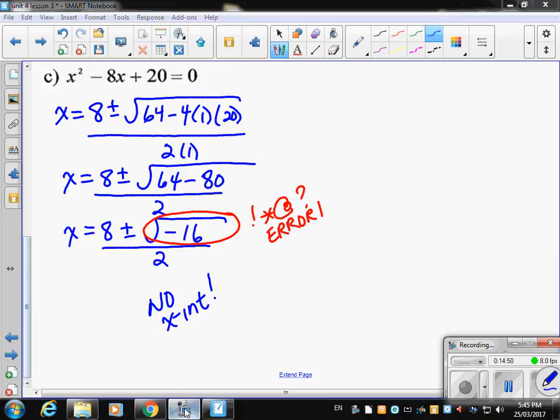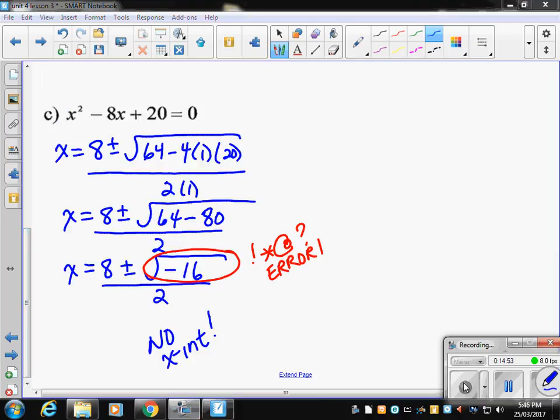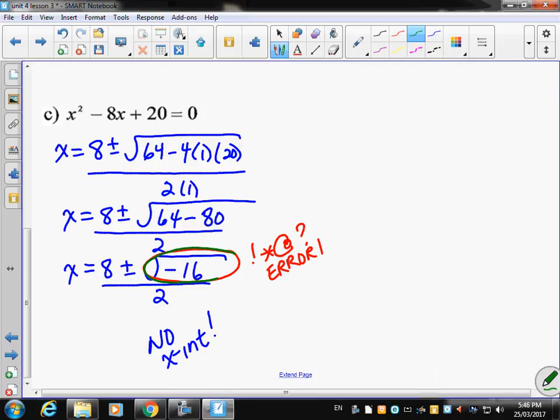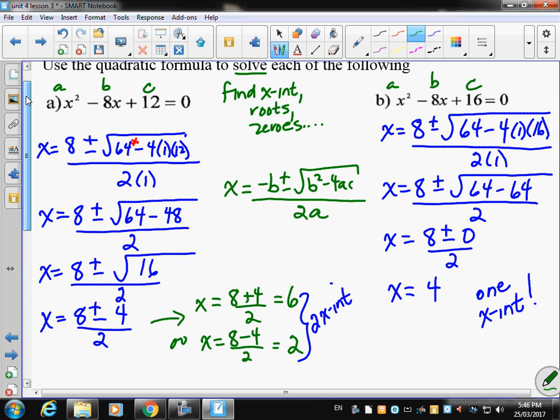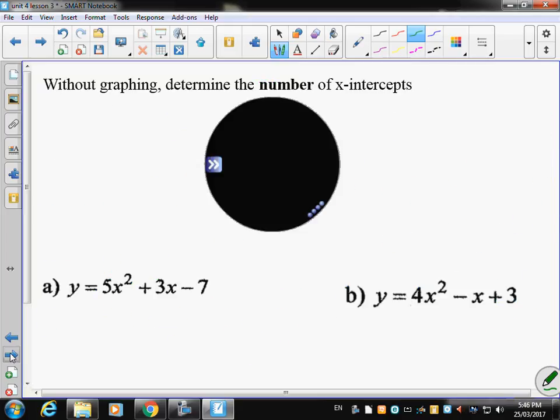So if you noticed, the only thing that was different with these three examples is what was under the square root sign. In the case where there were no x-intercepts, the root sign had a negative underneath it, and that was a problem. For the one that had two x-intercepts, there was a positive number under the root sign. And lastly, the one that only had one x-intercept had a 0 under the root sign. So we're going to put that information together and cheat a little bit.